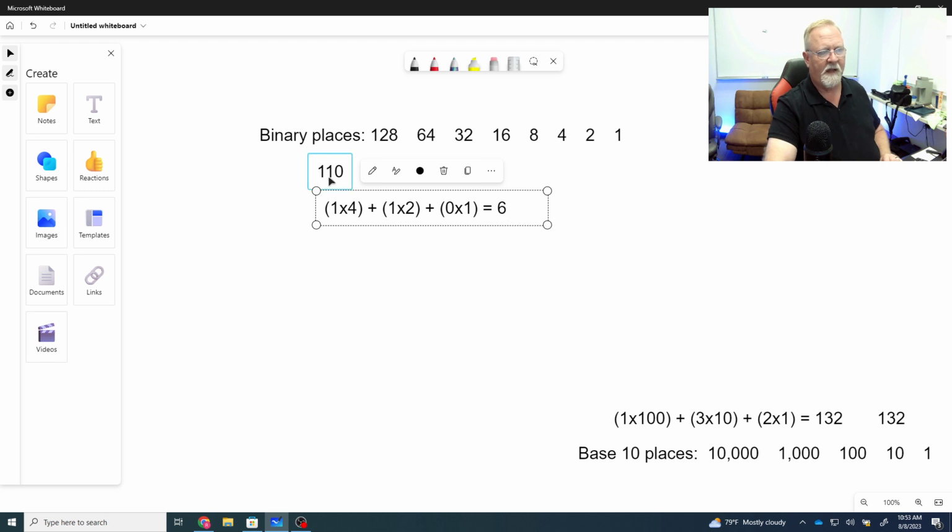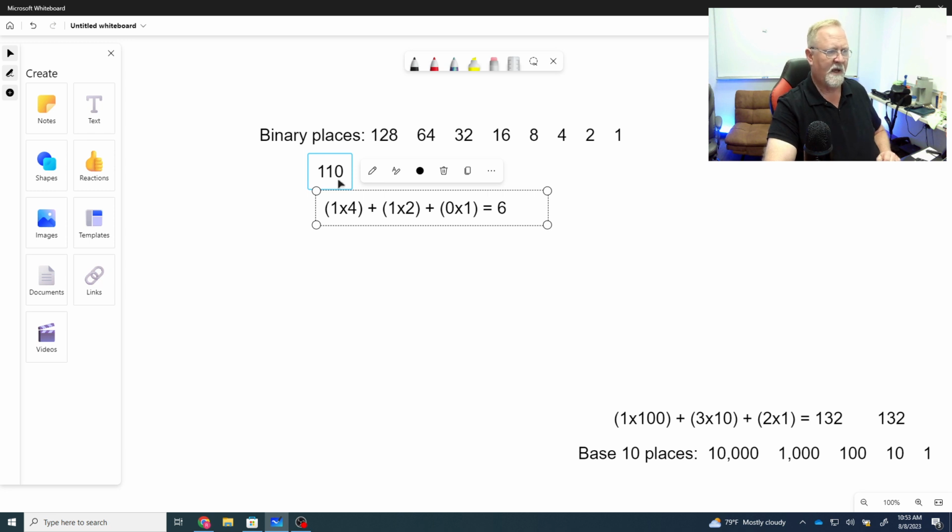If you want to prove that, then count up to 6 in binary, remembering that you can only add zeros and ones before you have to switch to the next place. So that would be 0, 1, 10, 11, 100, 101, 110. So the 6th number in the binary system is 110.